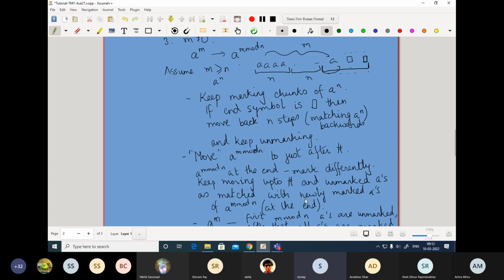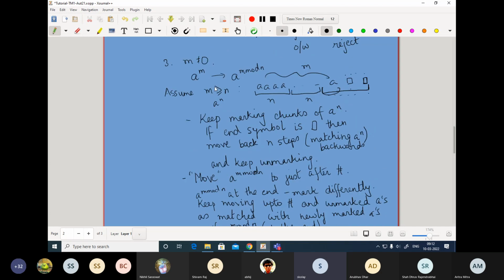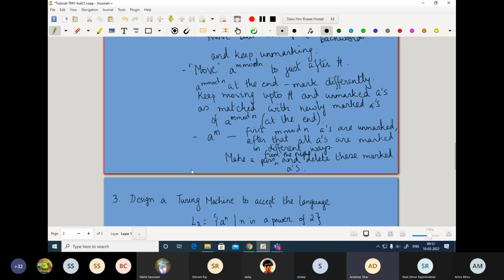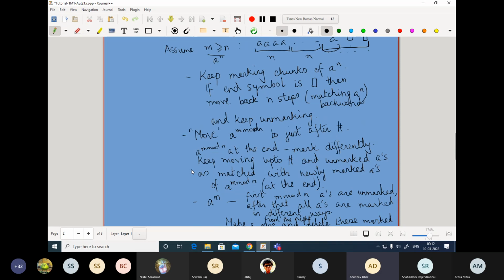Okay, and you made an assumption that m is greater than or equal to n. So if m is less than n, then what do you do? If m is less than n, then we can count the first m characters in a, and then the m plus 1th a we replace by a dollar symbol, and then we replace the hash symbol by an a, and then replace the dollar symbol by hash. So we will get a to the power n, a to the power m, a to the power m hash a to the power n, which is the reverse string.